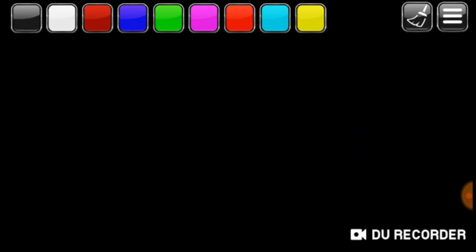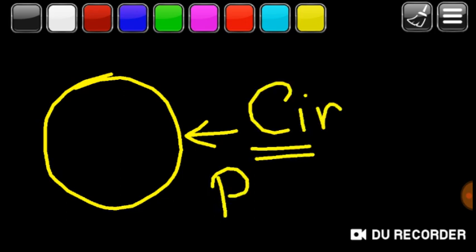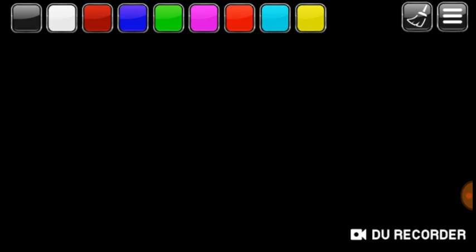And let me tell you, the circumference is actually the perimeter of the circle, because the shape is circular. So actually we call it the circumference instead of using the word perimeter. So this is all you need to know about 2D shapes and their formulas.